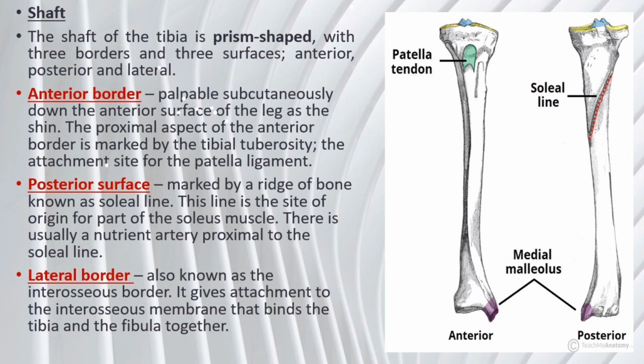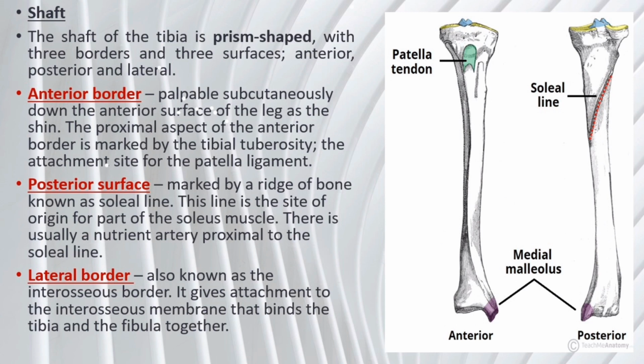Shaft. The shaft of the tibia is prism-shaped, with 3 borders and 3 surfaces, anterior, posterior and lateral. For brevity, only the anatomically and clinically important borders and surfaces are mentioned here. Anterior border, palpable subcutaneously down the anterior surface of the leg, is the shin. The proximal aspect of the anterior border is marked by the tibial tuberosity, the attachment site for the patella ligament.